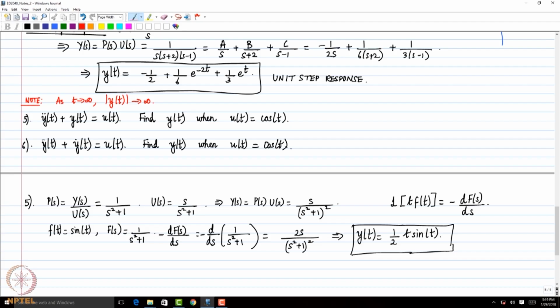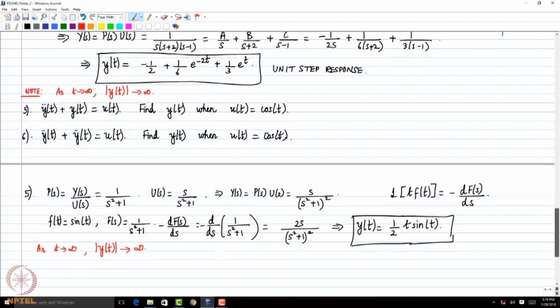So immediately we observe that as t tends to infinity, the magnitude of y of t tends to infinity. Do you agree?